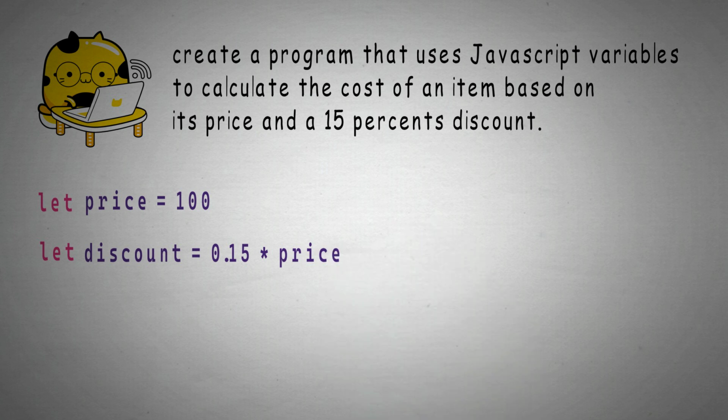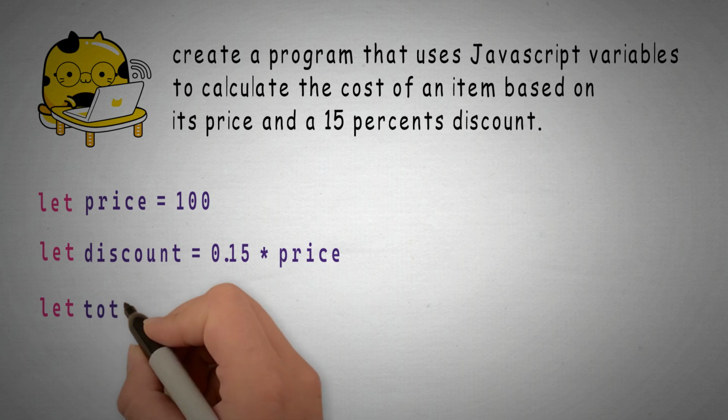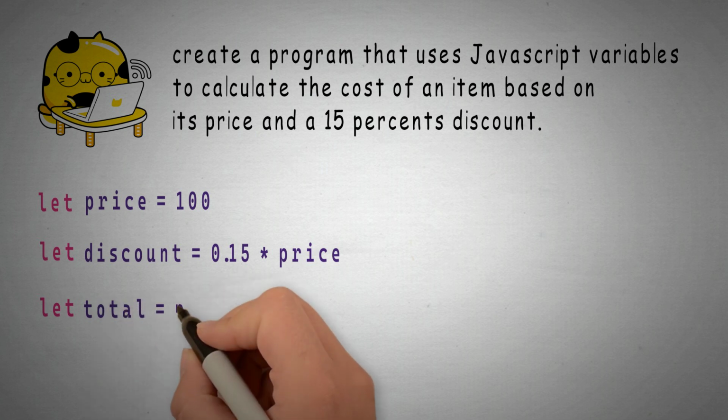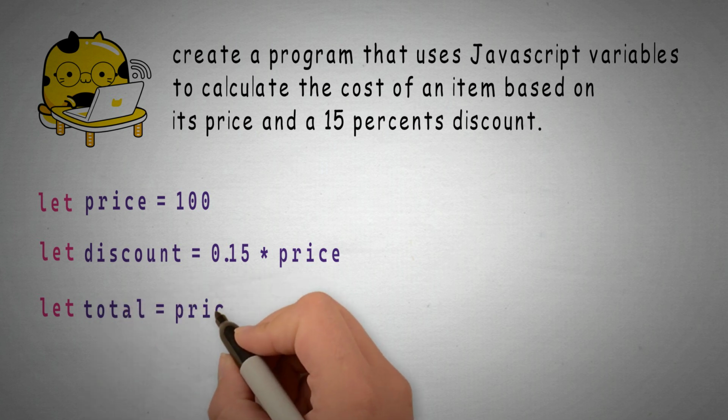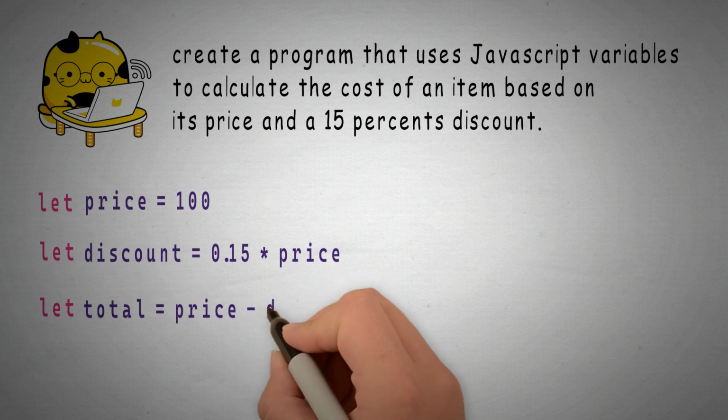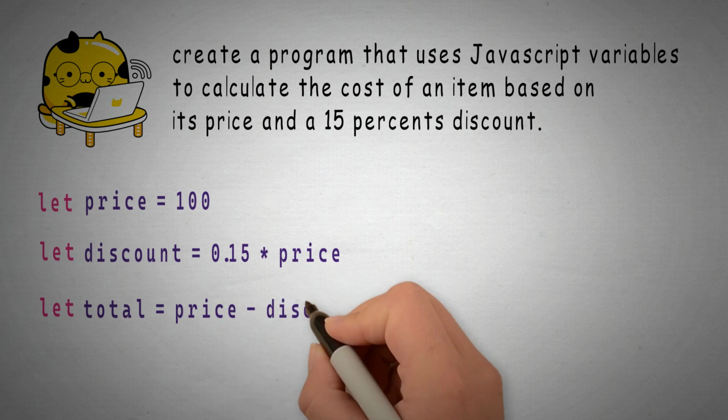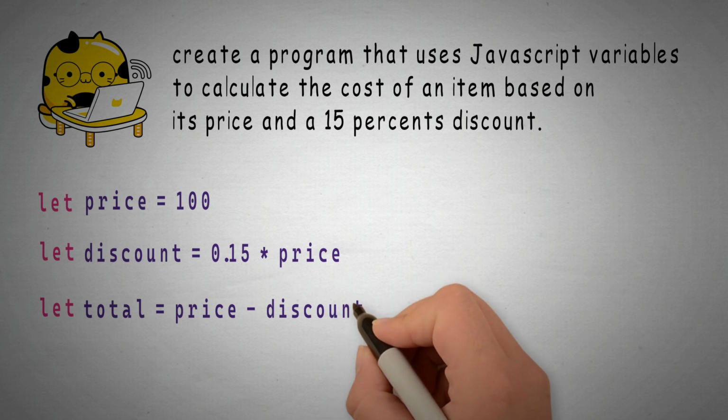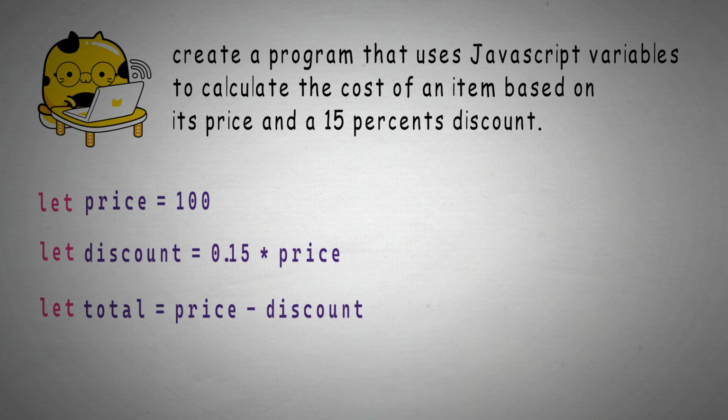Finally, we need to create a variable to store the total cost of the item after the discount. We can call this variable total. The total should be calculated by subtracting the discount amount from the price of the item. Once we have all of the variables set up, we can use console.log to print out the total cost of the item after the discount.